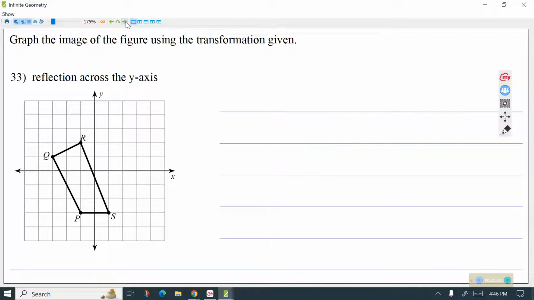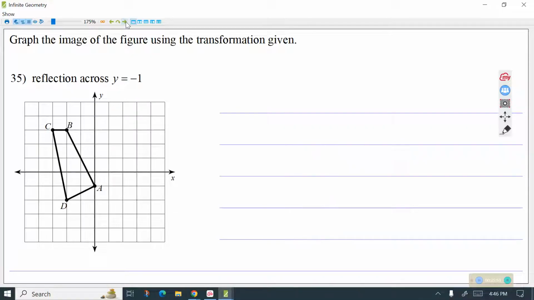Now 33 and 34, those are two that I'm going to leave for you to do as homework. 34 doesn't have an answer key, so you can show me that tomorrow if you're confused about it. Let's do 35. We did this one in class, so we'll talk about these ones where you have to graph horizontal and vertical lines. This is the end of the lesson.